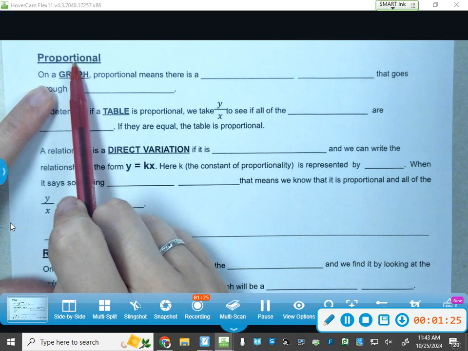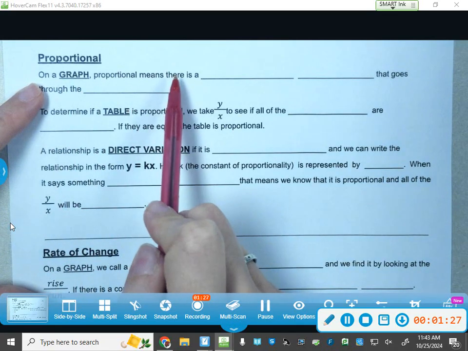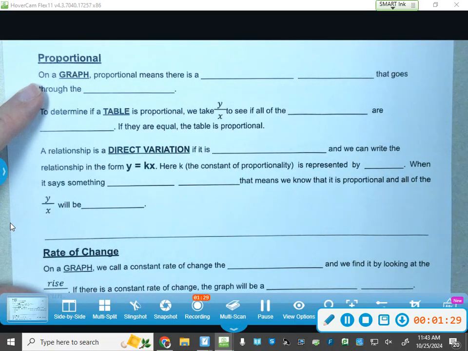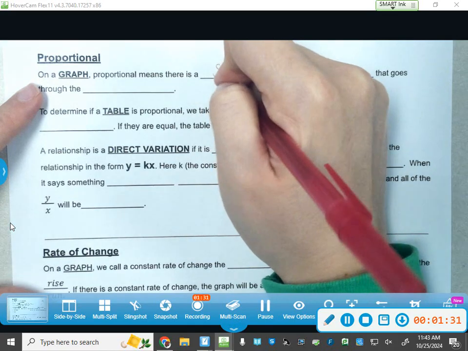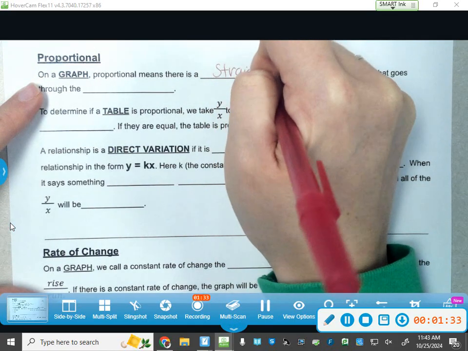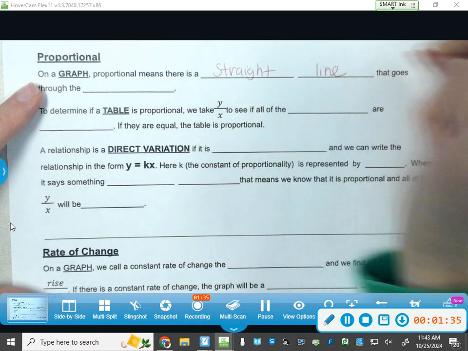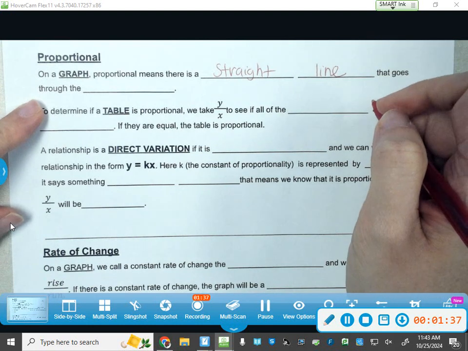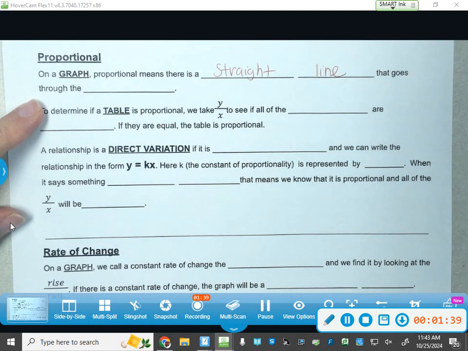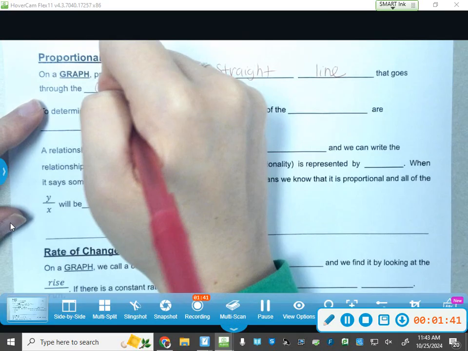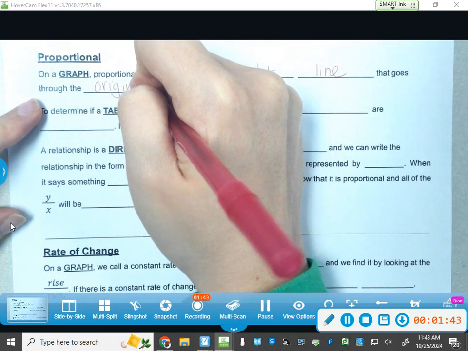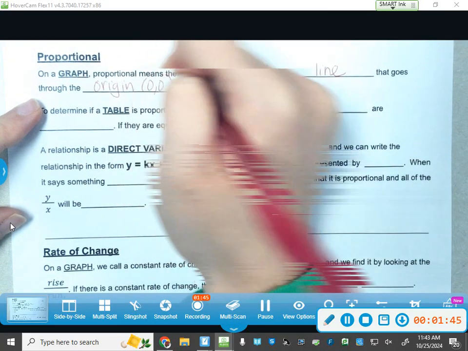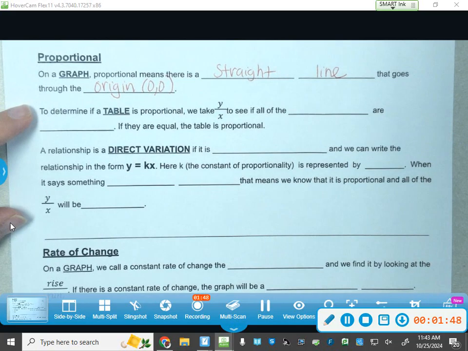So when it's proportional, on a graph, proportional means there is a straight line that goes through the origin. And next to origin, we have some space, so put (0, 0), so you know that's where the origin is.